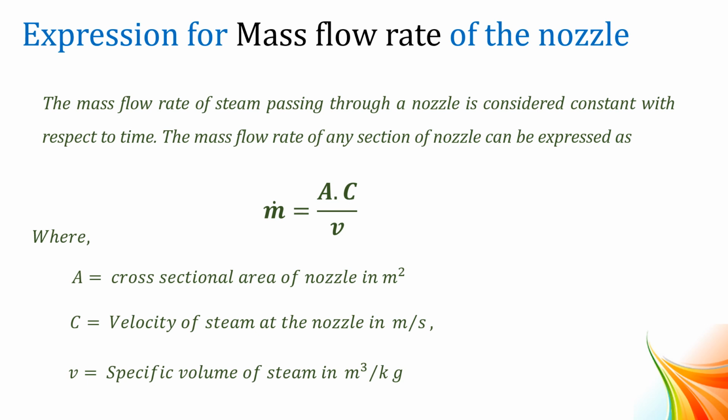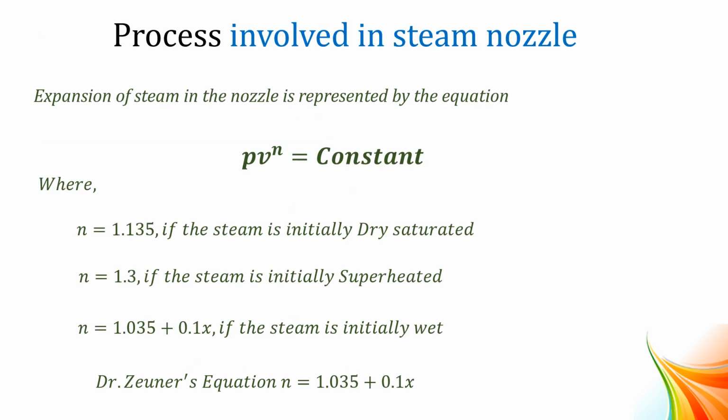For mass flow rate, we have the standard formula, the continuity equation, m equal to AC by small v. Capital A is the cross-section area of the nozzle in meter square. Capital C is the steam velocity. Small v is nothing but the specific volume in meter cube per kg. This is called the mass flow rate, m equal to AC by small v.